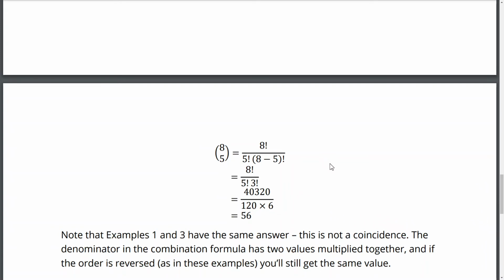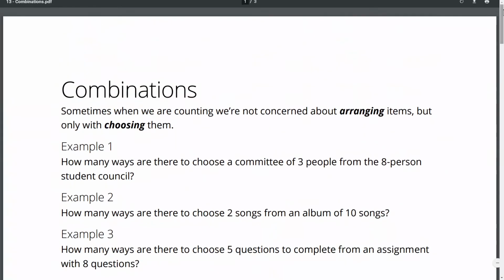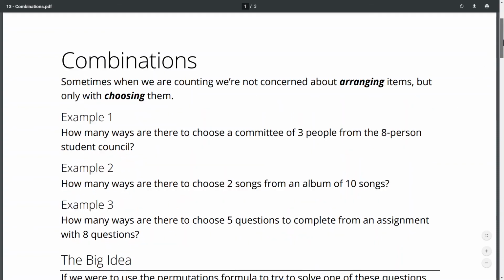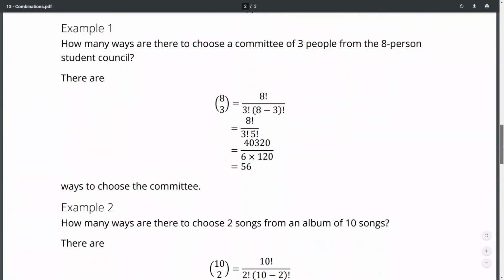Suppose you have 8 people. Let's go back to that very first example at the top. You have 8 people and you need to choose 3 of them, 3 people to form the committee. That is equivalent to choosing 5 people that are not on the committee. So selecting 3 to be on the committee is the same as selecting the other 5 to be excluded from the committee. All right, let me scroll back down here.